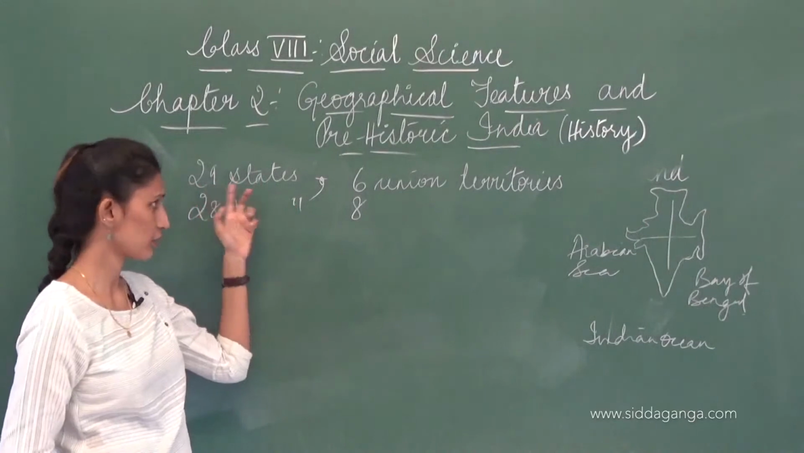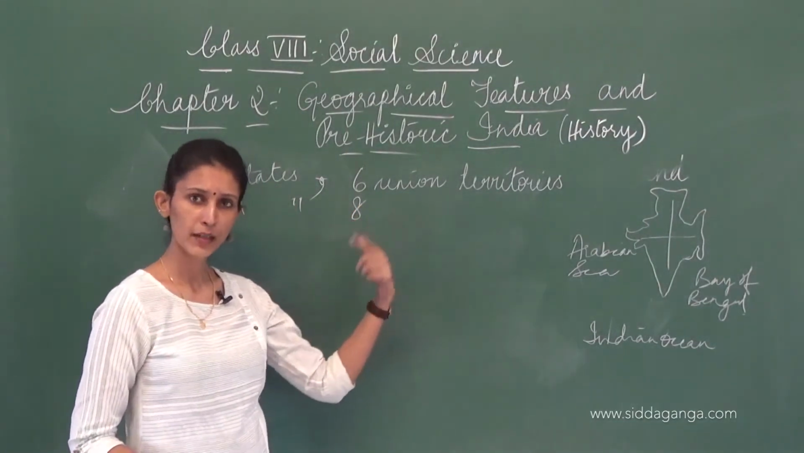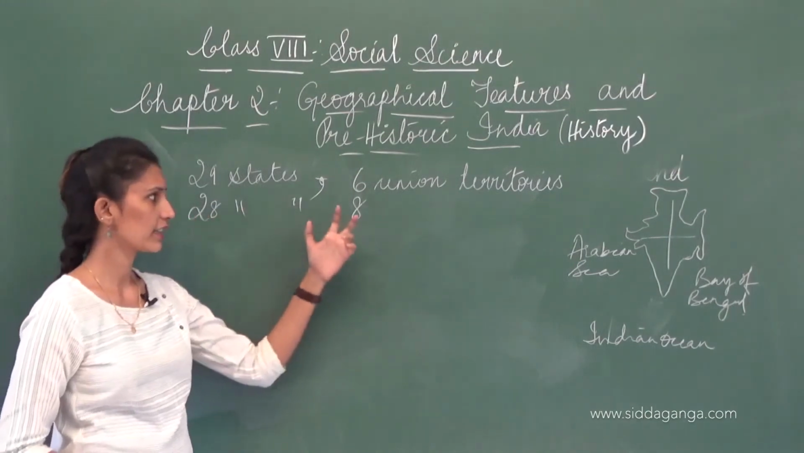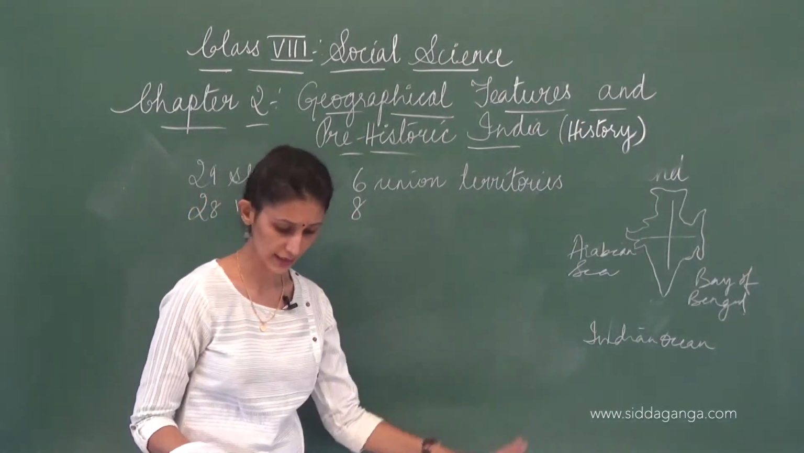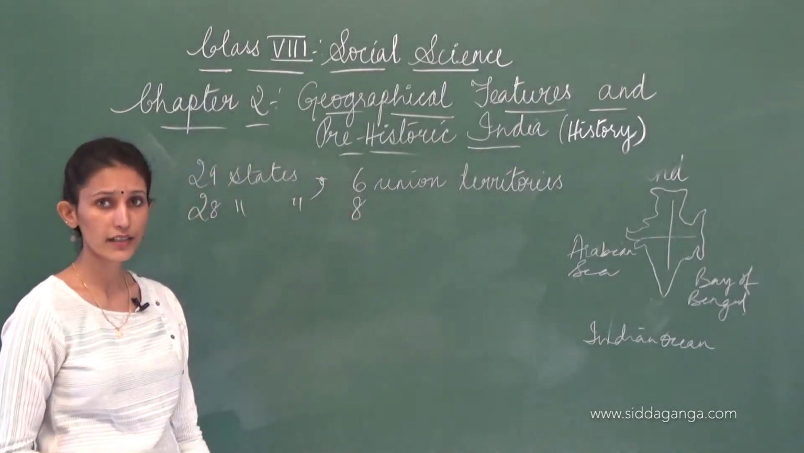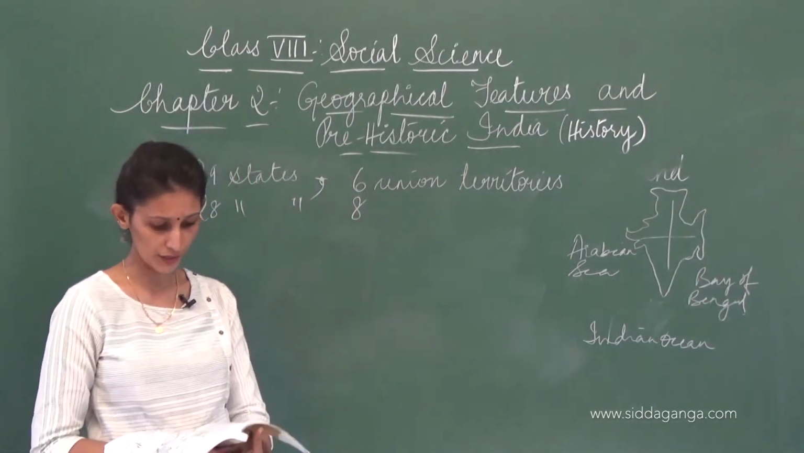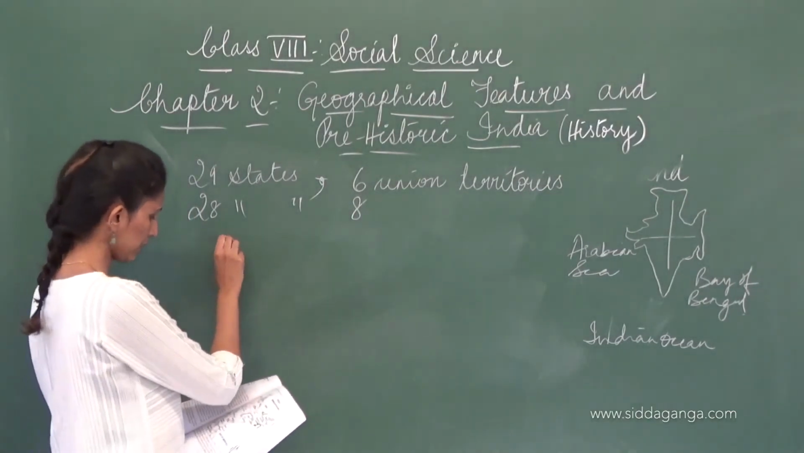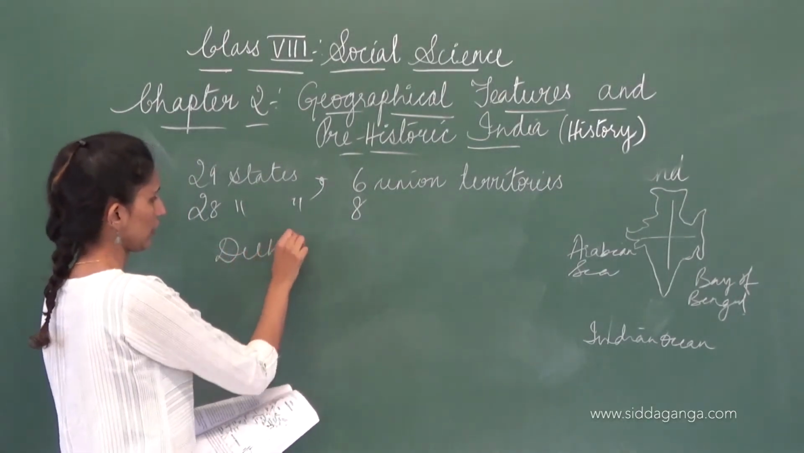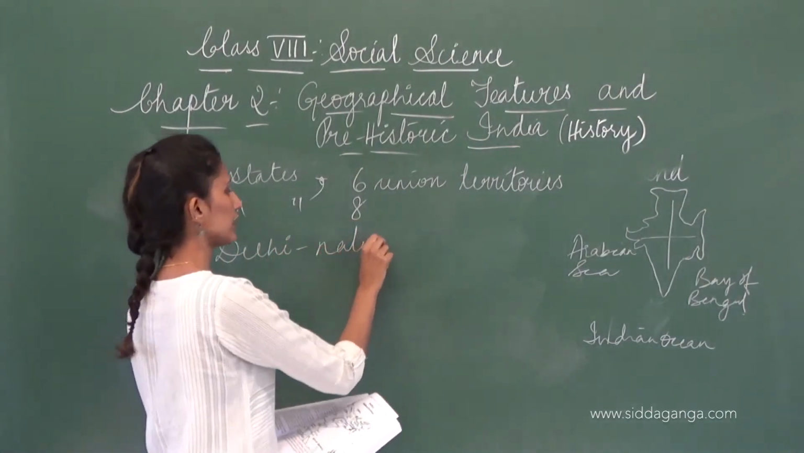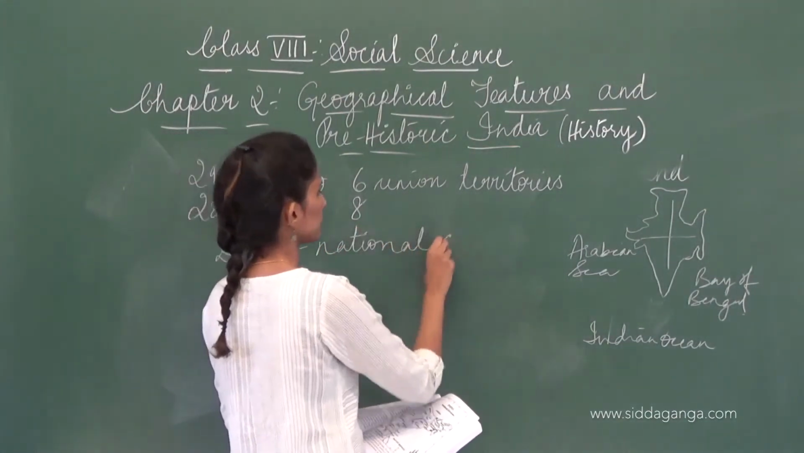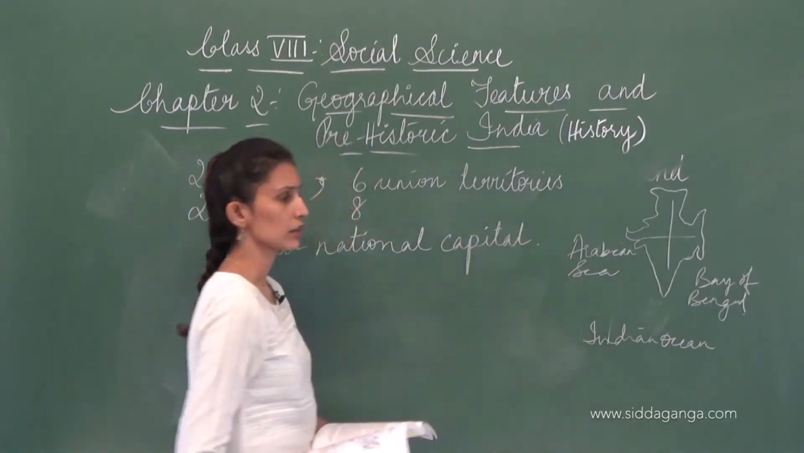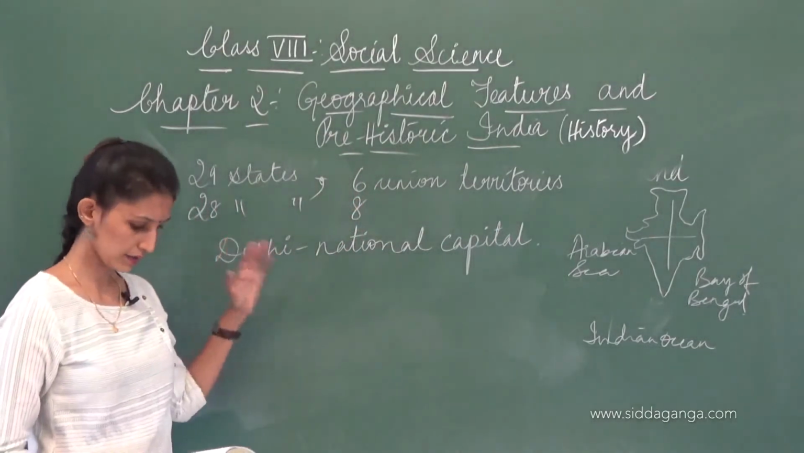In your text it is mentioned as 6 union territories because it was done earlier, but this is the recent information: 8 union territories. 6 was earlier, 8 is present. Alright, and we have the national capital, that is Delhi. Delhi is our national capital. I hope you followed this much, okay.